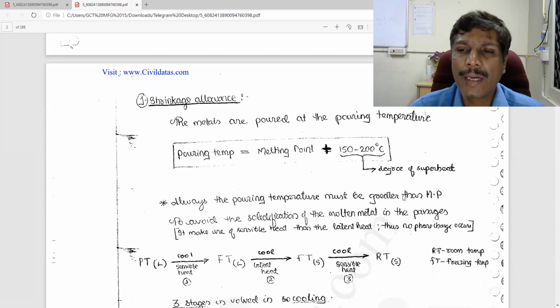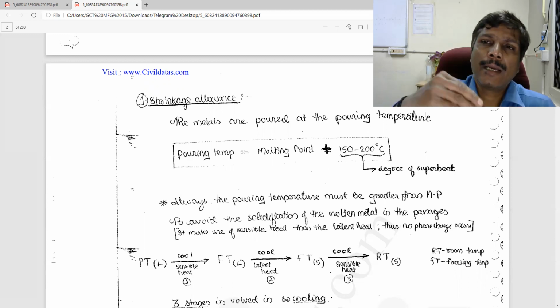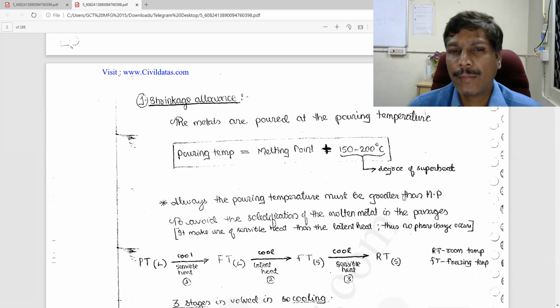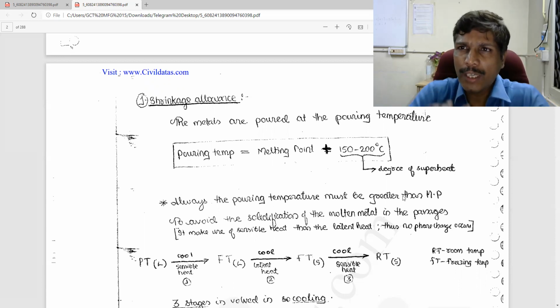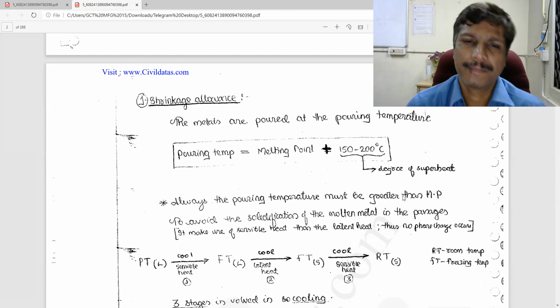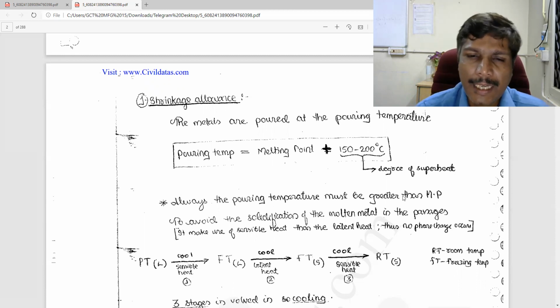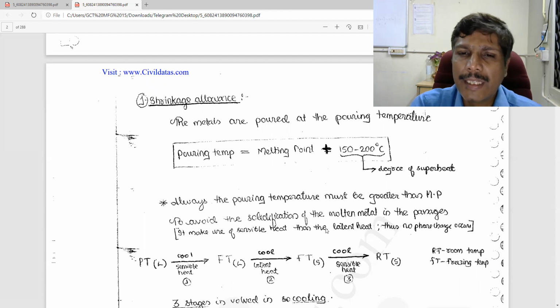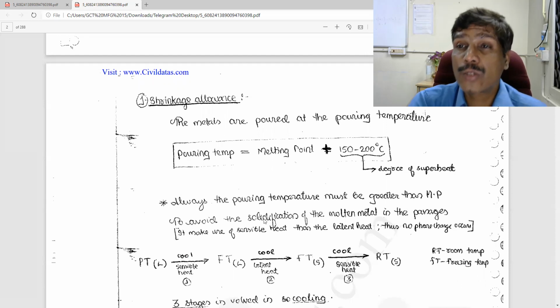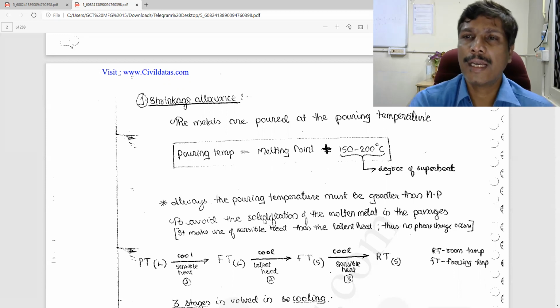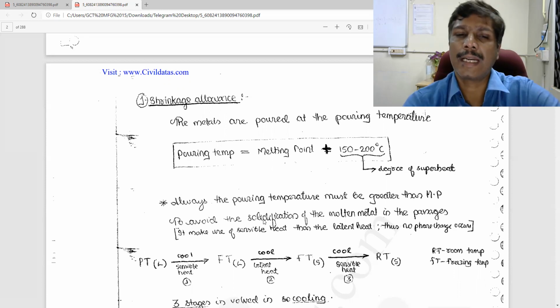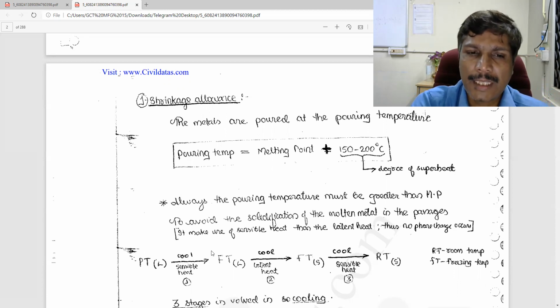The purpose is to avoid solidification of metal in the passage itself. When we pour the metal into the pouring basin at the melting point temperature, before it gets into the mold, it will solidify. To avoid that, we have to maintain a pouring temperature greater than the melting temperature. It makes use of sensible heat rather than latent heat. Thus, no phase change occurs, and no solidification should occur in the pouring basin and the runner. So, this is the pouring temperature.